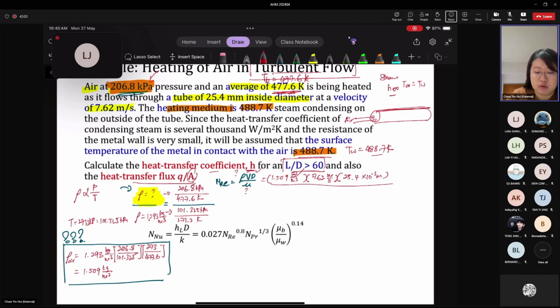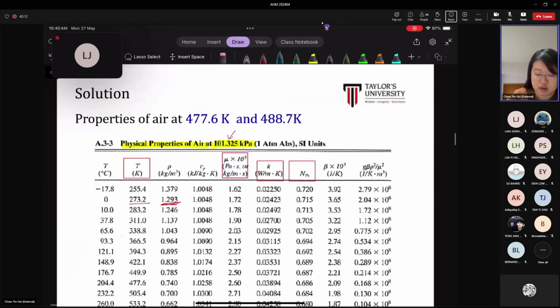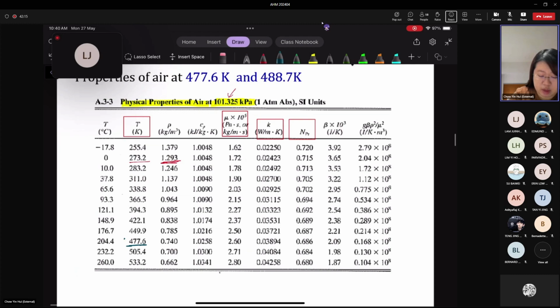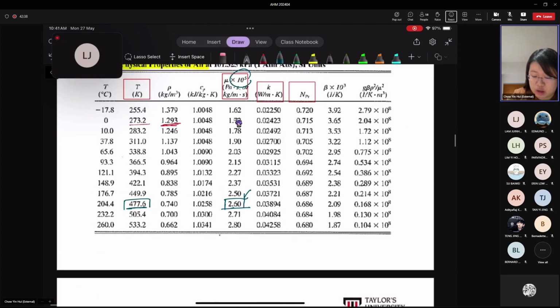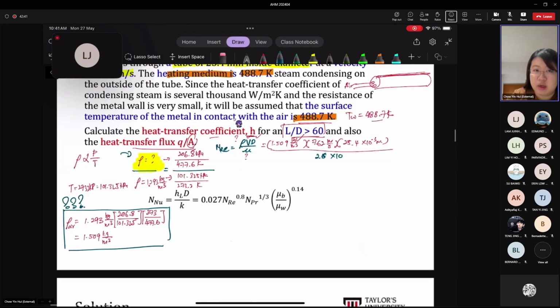The viscosity of air needs to be evaluated at the bulk fluid temperature, which is 477.6. So at temperature 477.6, you have to be careful how you read the viscosity, which is 2.6, but don't forget the 10 to the power of 5 reported here. So when you write it, it should be 2.6 × 10^-5 kilogram per meter second.